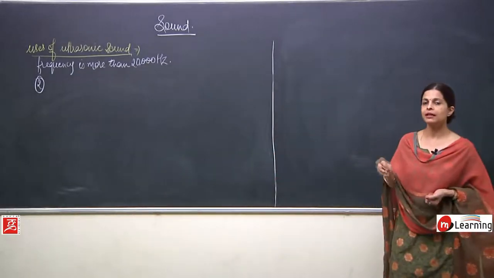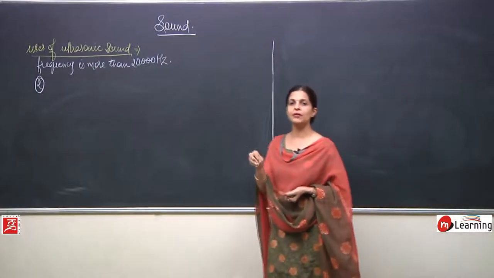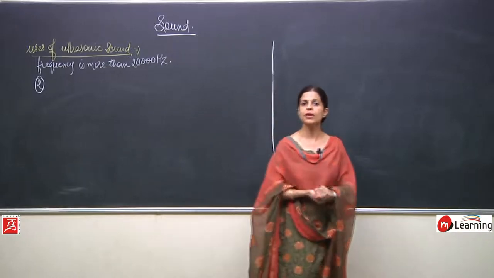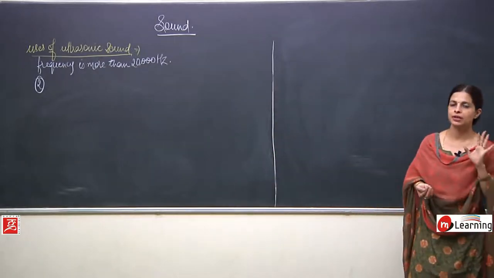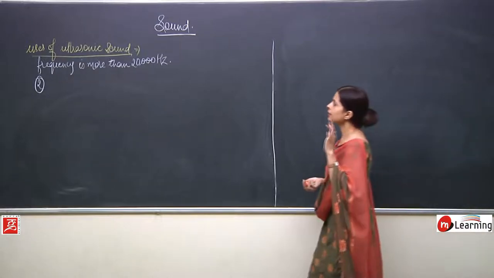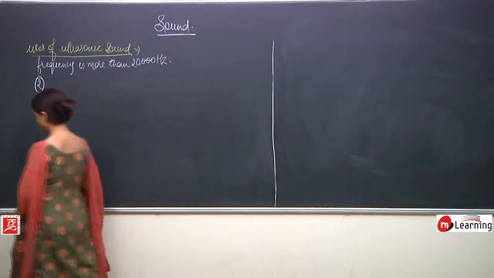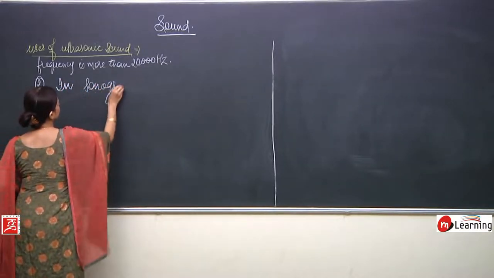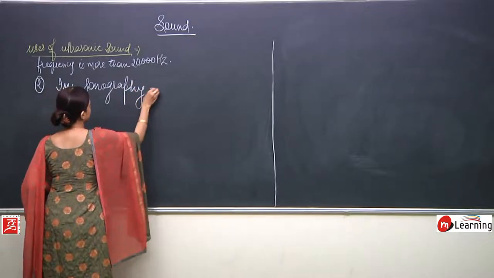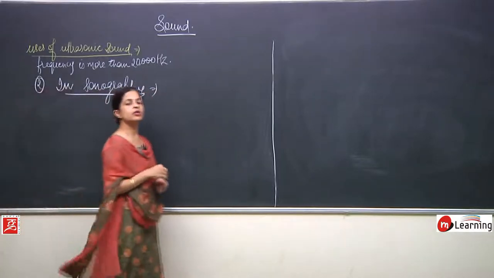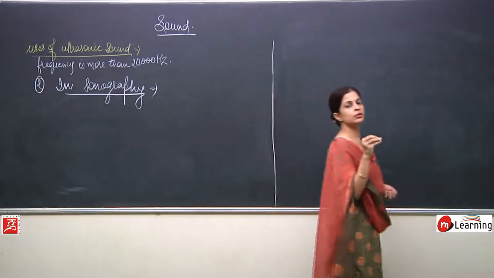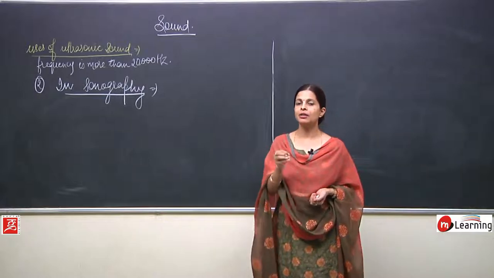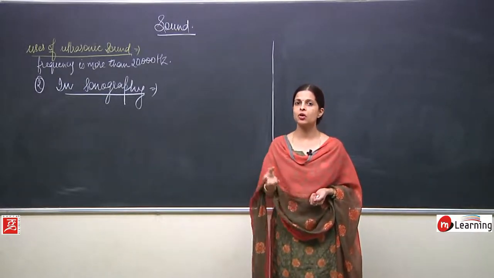So when sonography is done at a particular region, the sound waves are allowed to pass there. What are we discussing? The second application of ultrasonic sound: it is used in sonography. The organ whose sonography has to be done, at that particular part the ultrasonic sound, or ultrasound, will be passed.